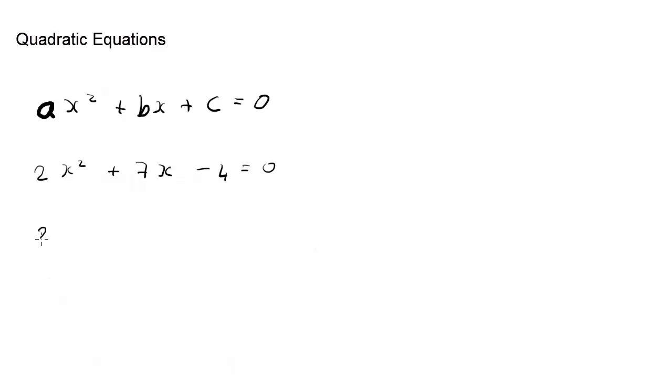So if we put x as 4 in here, we'll see that 2 times 4 squared, so that's 16, plus 7 times 4, so that's 28, minus 4 is actually equal to 0. If you put that in a calculator, you'll get 0 out. But the real question is, how did we actually get to the number 4? That's what we're going to learn how to do today.